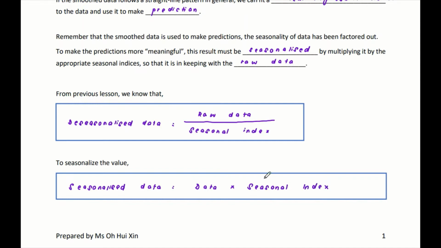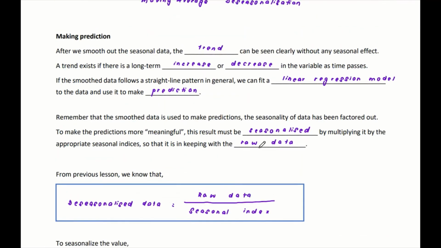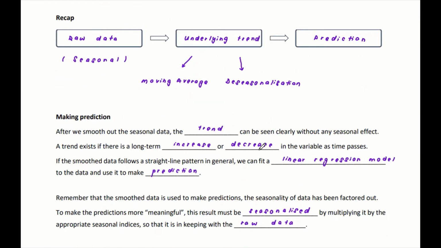So this is the opposite operation. Divide means remove the seasonal effect, so deseasonalize data. When you want to factor in the seasonal effect, we multiply it. Alright, so that's the idea. Now let's look at this, just a very quick one before we move on.